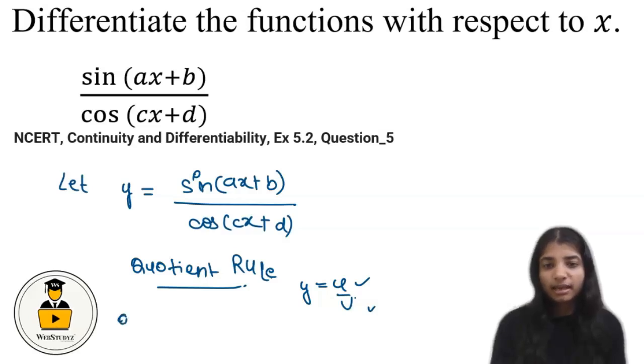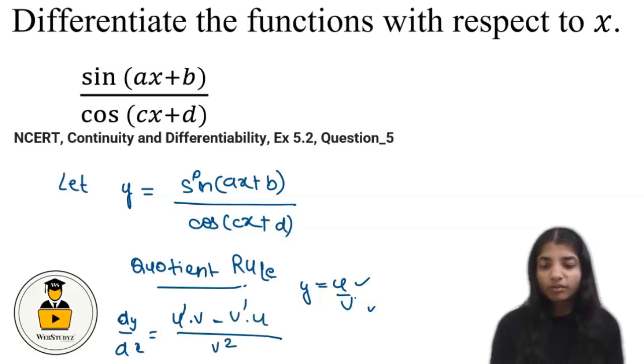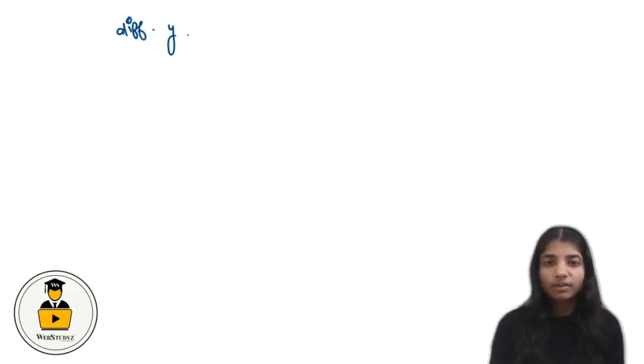So y is in the form of u divided by v, and dy/dx is equal to the differentiation of the numerator multiplied by the denominator, minus the differentiation of the denominator multiplied by the numerator, all divided by the square of the denominator. So this is the quotient rule. To solve this problem, we are going to use the quotient rule and differentiate y with respect to x.